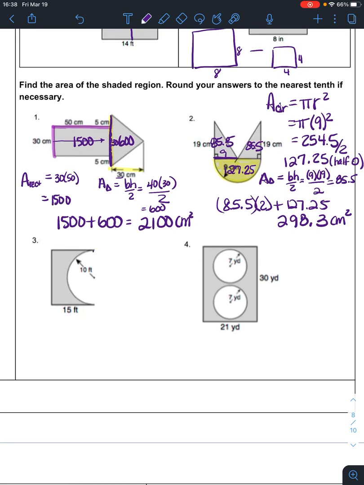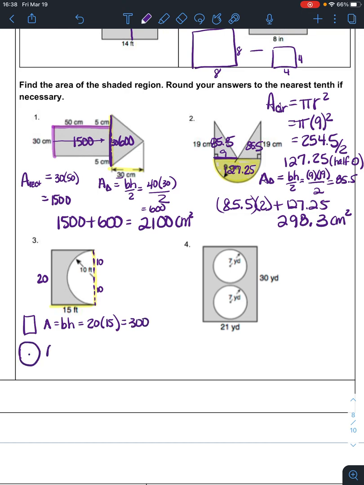So on number 3, notice what we've done is basically we've got this rectangle, and we are taking away a half circle. So how big is my rectangle? Well, the base of it is 15, and the height of it, notice that the radius of the circle is 10, so that would be 10, and that would be 10. So this side would be 20. So I'm going to take it away. So my area of my rectangle is base times height. So that would be 20 times 15, which is 300.